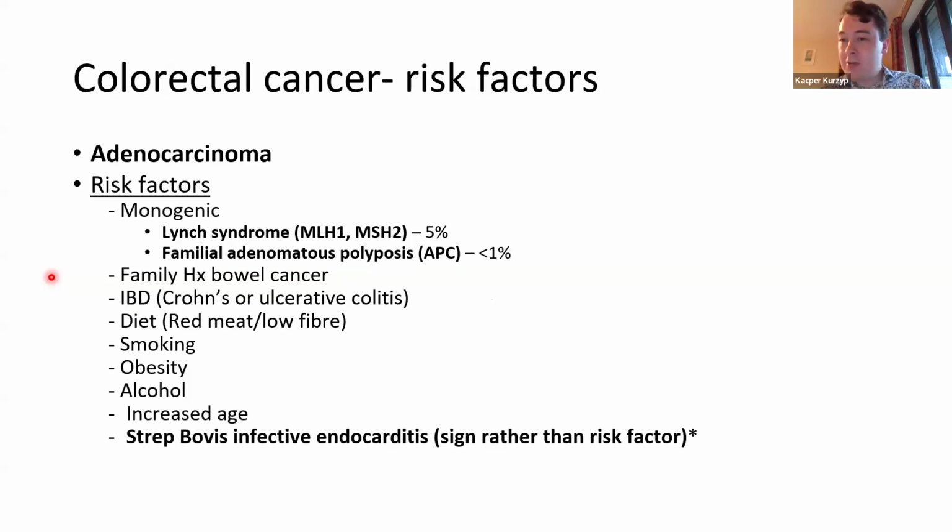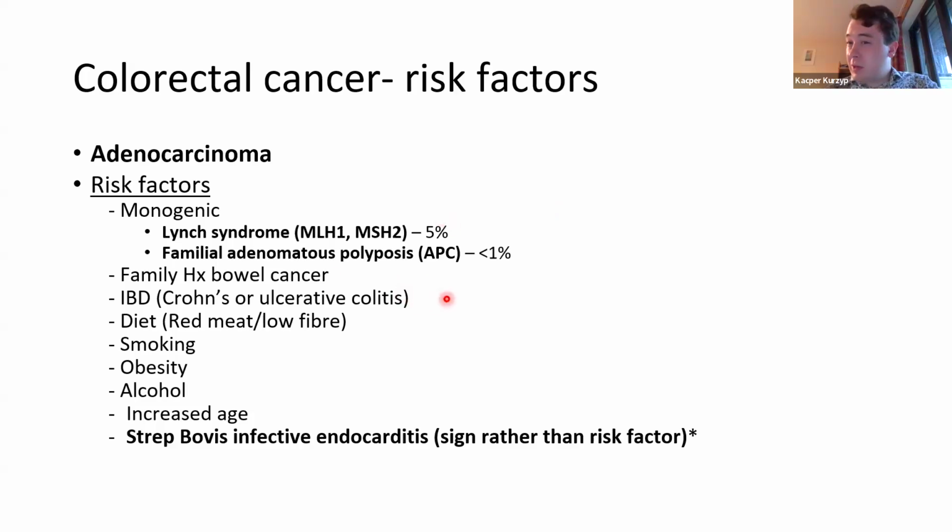Now, we talk about the chronic conditions. Let's start with colorectal cancer. Most common type of colorectal cancer is adenocarcinoma, as you will know from LabMed. There are several risk factors. You have your monogenic syndromes, such as Lynch and adenomatous polyposis coli. However, these are rare in the grand scheme of things. But still ask your patients about family history of bowel cancer, especially if your patient is younger than you'd expect.